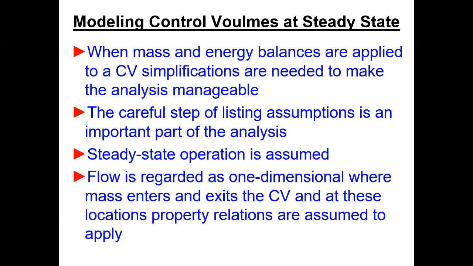Flow is regarded as one-dimensional, where mass enters and exits the control volume. And at these locations, property relations are assumed to apply. If things are changing too chaotically, if we get outside the quasi-equilibrium assumptions, then we don't even have relationships among properties. And of course, that would be a deal breaker on most forms of analysis.